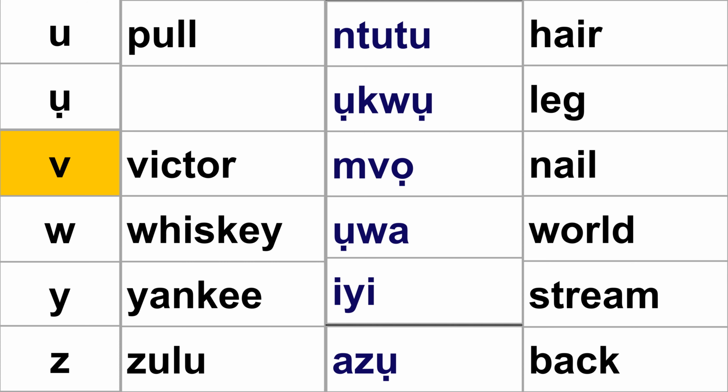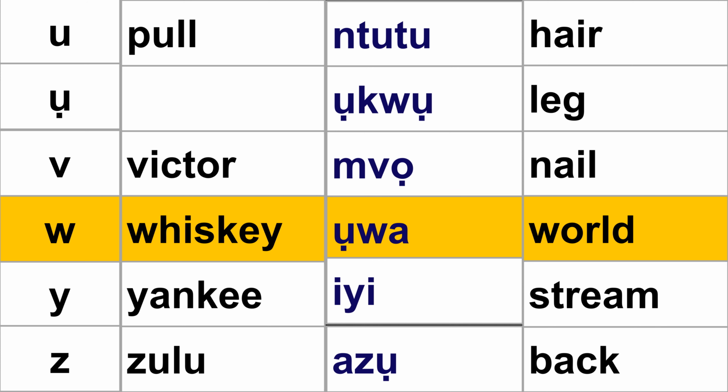V, Victor. Mvo. Mvo is... no, in most dialects, it's mbo. We, whiskey. Couldn't remember any part of an animal body that has we, so I use owa. Owa is word.